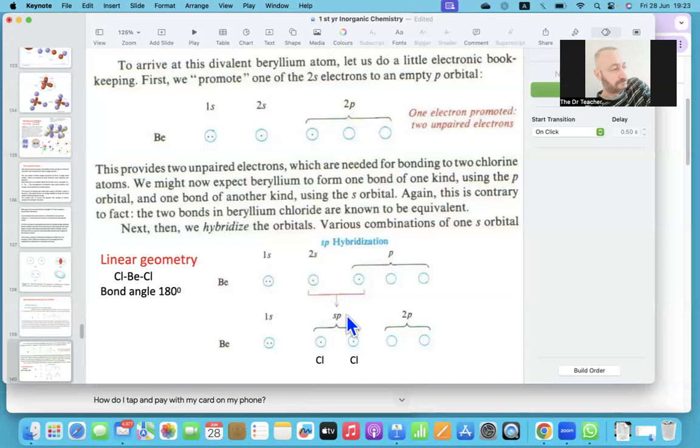Okay. So what does it mean? It means that there is a bond. There is one electron from the beryllium, the central atom. So this sp belongs to the central atom. So one electron in s and one electron in p will form sp hybridization, to make two single bonds with two chlorine.